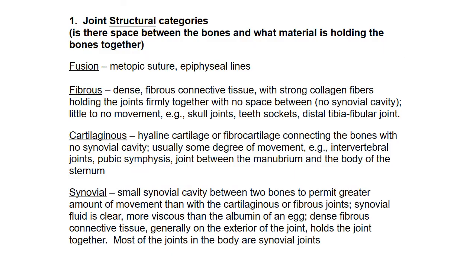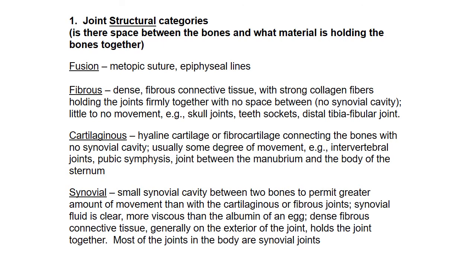Next slide. Structural categories: we have fusions, fibrous, cartilaginous, and synovial. These are the different categories of joints in terms of structure. In terms of fusion, you have metopic sutures, the sutures in the skull that we talked about, and the epiphyseal lines. Remember the epiphysis at the end of the long bones. There's an epiphyseal line where there was hyaline cartilage, and then it ossified and left a line there. So it's a fusion, and it does not move.